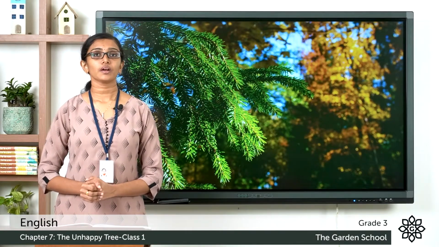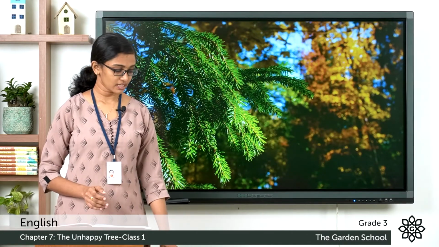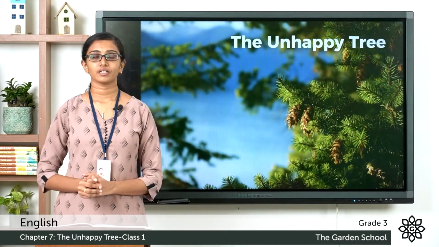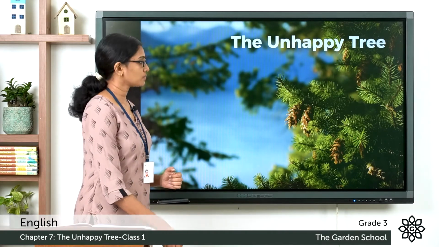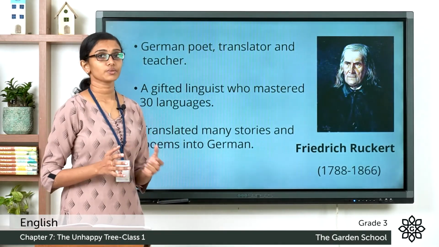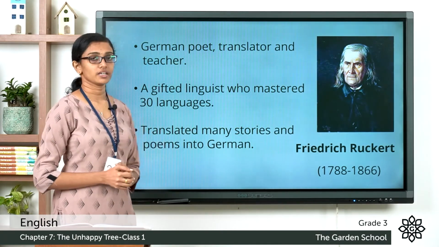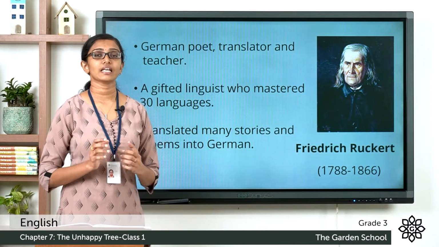So today, we are going to learn about the story of a fig tree. The name of the story is The Unhappy Tree. This was written by the famous German poet Friedrich Ruckert, and the author, Friedrich Ruckert, was a poet, a translator, and a teacher. And he was a gifted linguist.